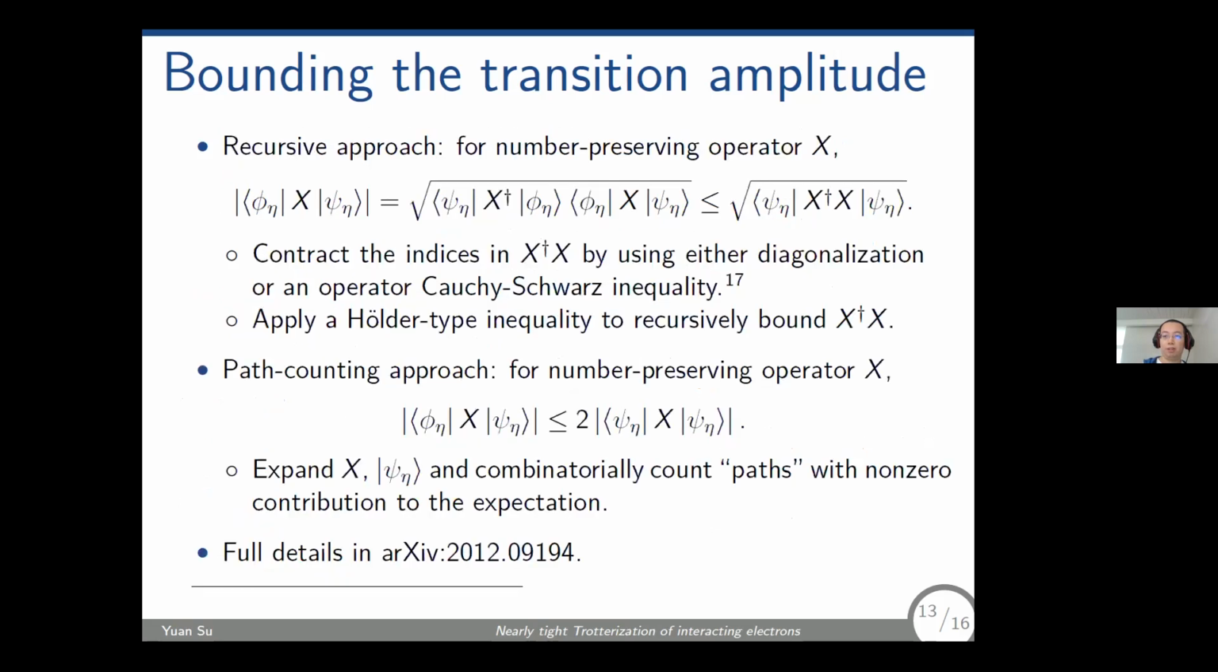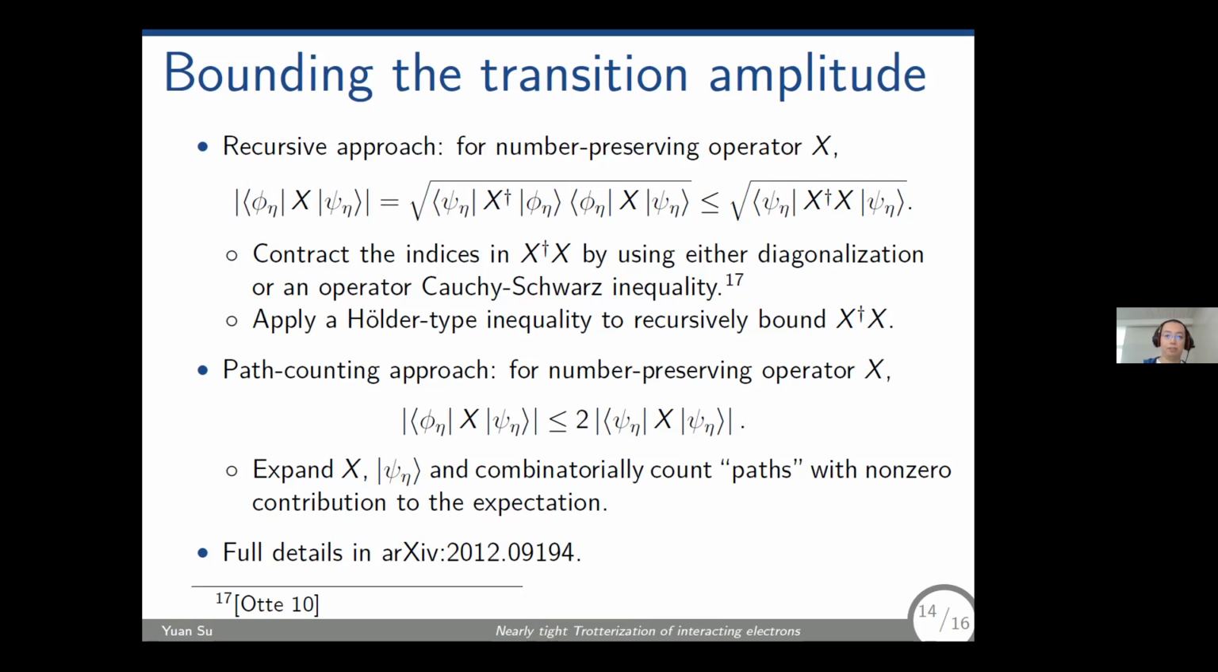We have some techniques that bound the transition amplitude of a fermionic operator. Our first technique is based on recursion. We start by bounding the transition amplitude of the fermionic operator, and we first bound it as the expectation of x dagger x. Since x dagger x is positive semi-definite, we can further upper bound x dagger x by contracting the indices in x and then do it in a recursive way to upper bound the original transition amplitude.